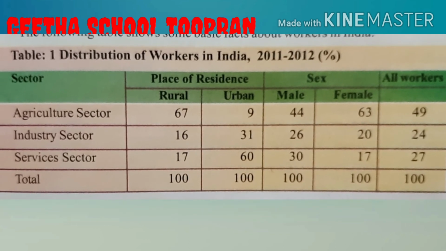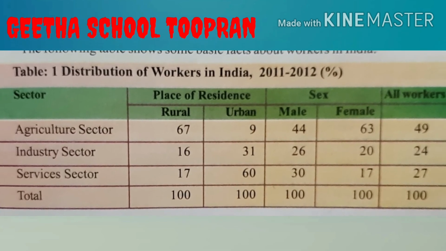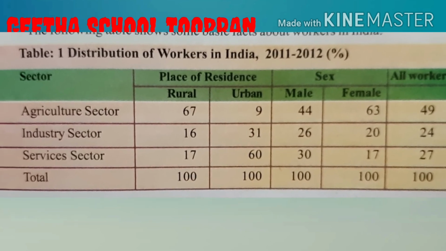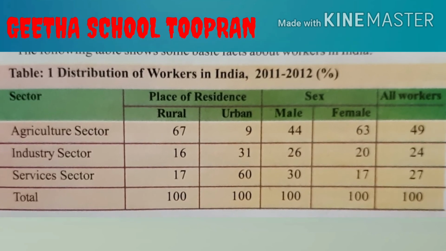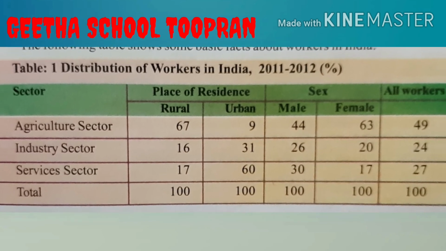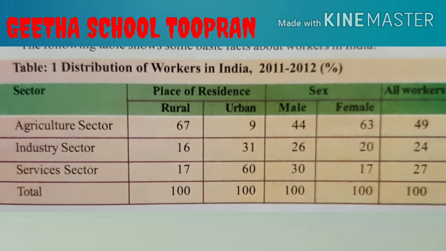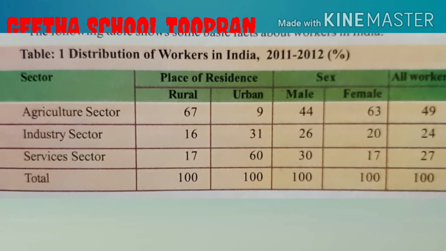working in the service sector, 30%. But 63% of female workers are working in the agri sector. So you can see, female domination in the agri sector and male domination in the service sector.